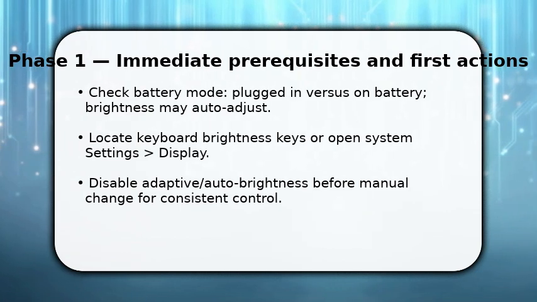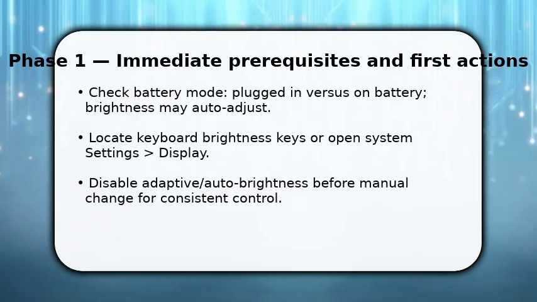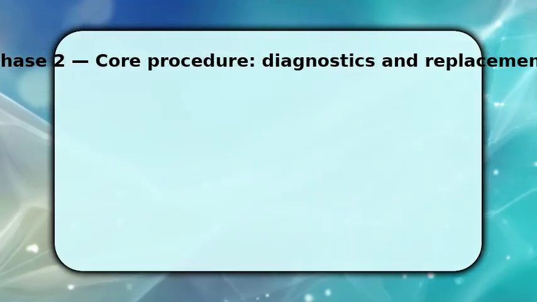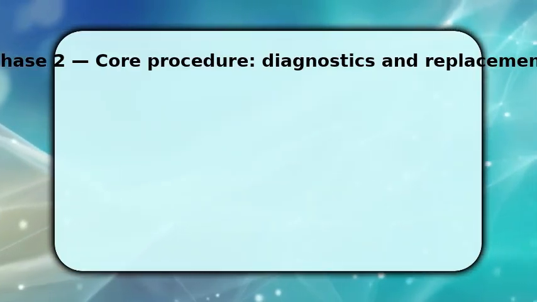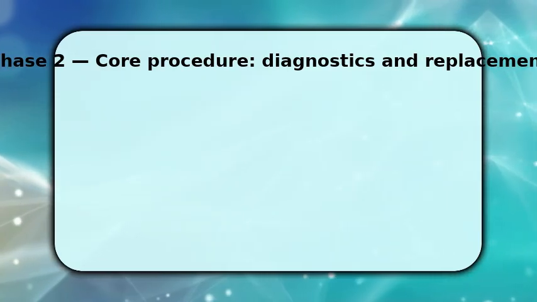Now you'll make precise changes. Open the display slider and move it slowly. Small increments avoid eye strain. Aim for about 50–70% indoors, higher in bright sunlight. If you prefer quick changes, hold FN and press the brightness keys. Each press typically moves the level by a set step.